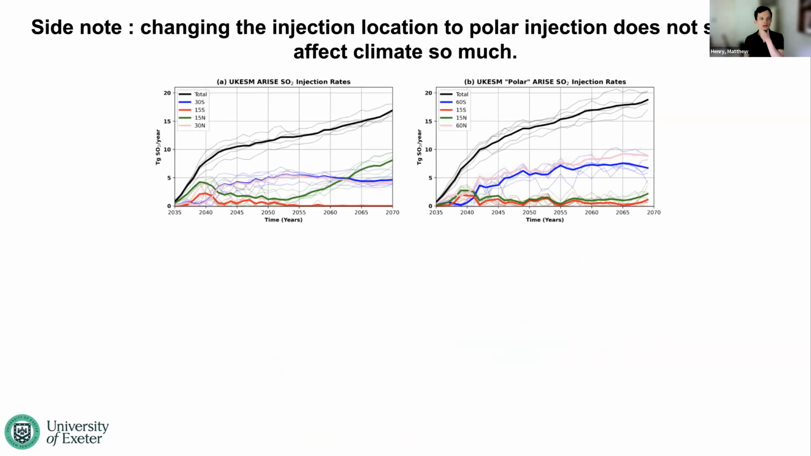And as a side note, I wanted to verify that if I moved the injection further towards the poles, I could reach the targets in terms of inducing enough Arctic cooling to reach the temperature targets that I showed at the beginning. So these are the injection rates I've just shown, where we inject at 30 and 15 north and south. And then this is a different simulation where I just changed the 30 north and south to 60 north and south. In this case, the algorithm just decides to inject everything at 60 north and south, with a bit more at 60 north.